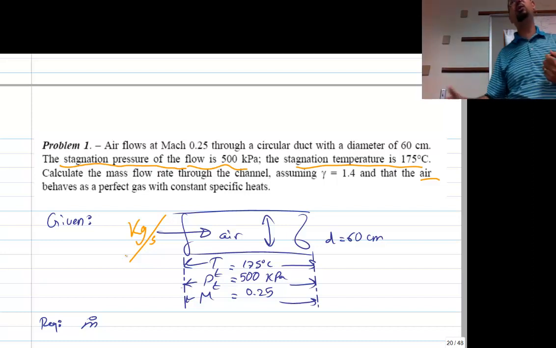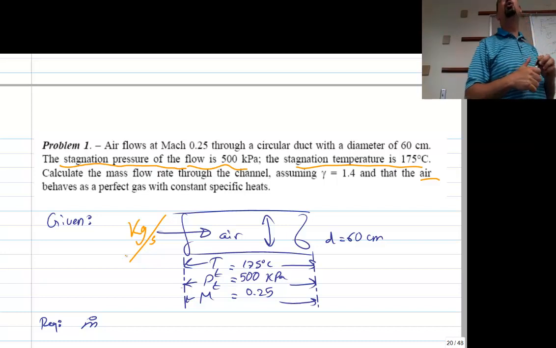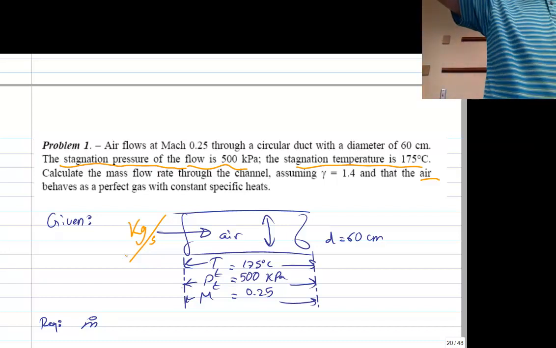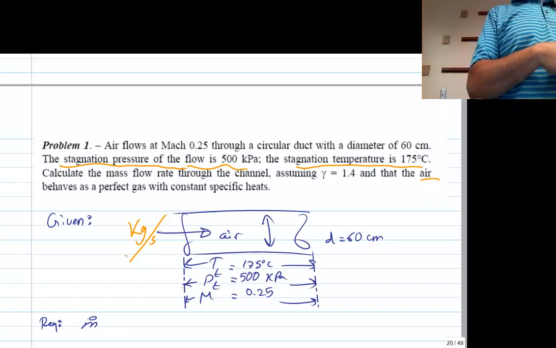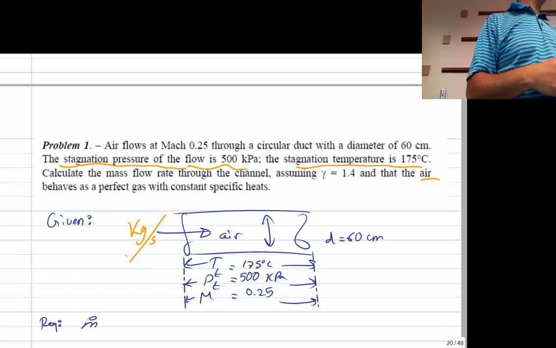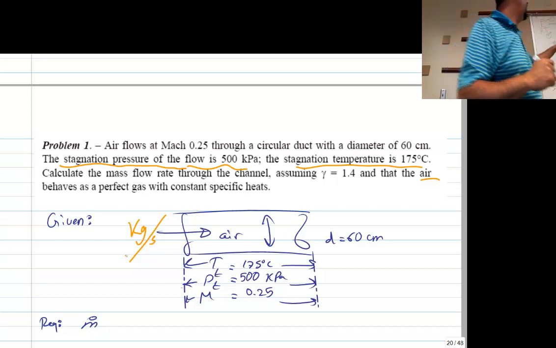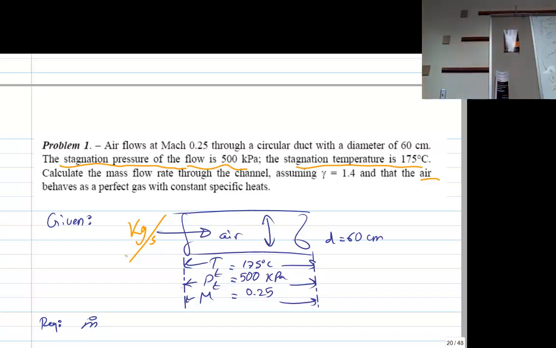So how can I turn from the total to the static? Those two formulas, or the tables. The table at the back is exactly those two formulas. So let's do the table, because you can use the equation. If I go to the table at Mach 0.25 and gamma 1.4, can anyone give me what T over T naught and P over P naught are?